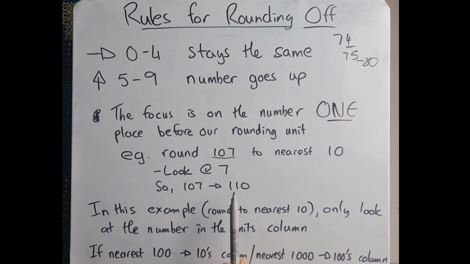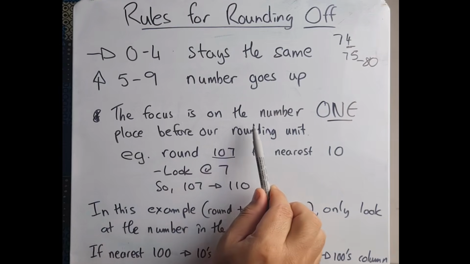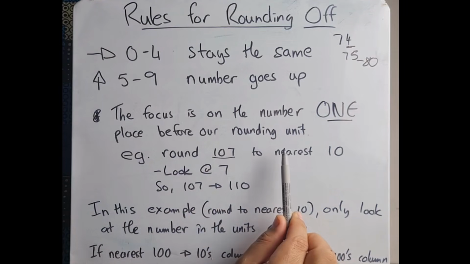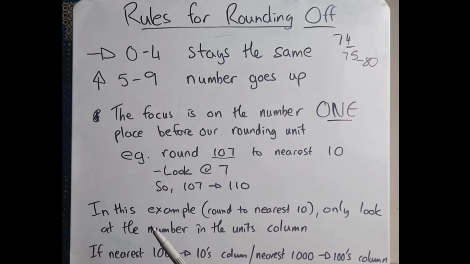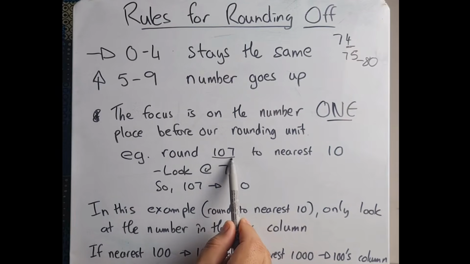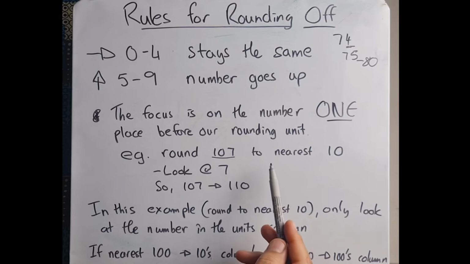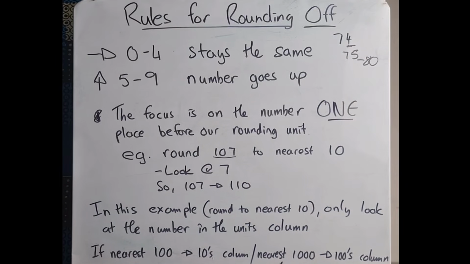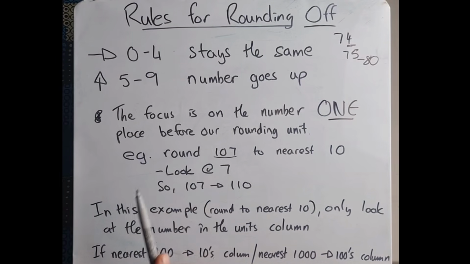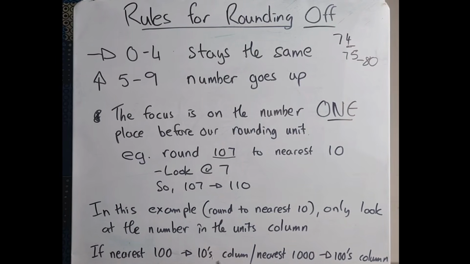So, in the same example, I want you just to bear something in mind. Remember, we said the focus is on the number one place before our rounding unit. This is just going to the nearest 10. In this example, we only look at the number in the units column. So if we're looking at a number to the nearest 100, we then look at the tens column. If we're looking at a number to the nearest 1,000, we look at the hundreds column, and so on and so forth.